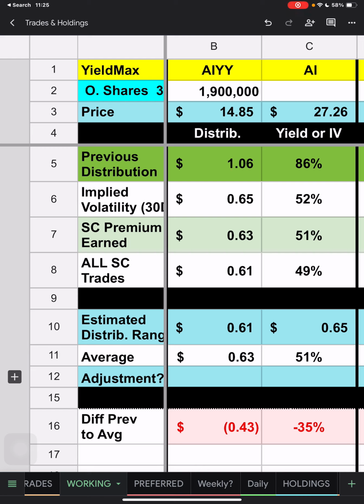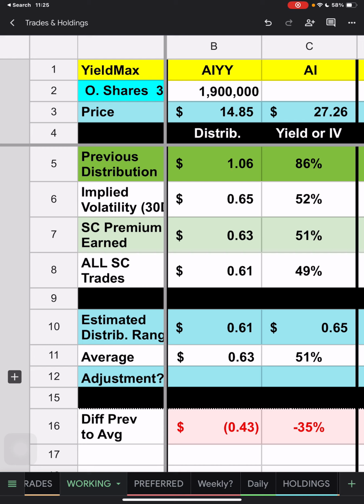So as you can see here, if we did it based on IV, it would be 65 cents. If we did it based on today's 30-day IV. And then if we did it on the short call premium earned, the estimate would be 63 cents. If we did it based on all of the short call trades, all the positives and negatives, the net amount would be 61 cents. Now, and then of course, there's the yields, right?